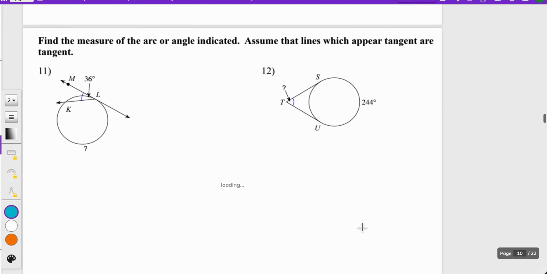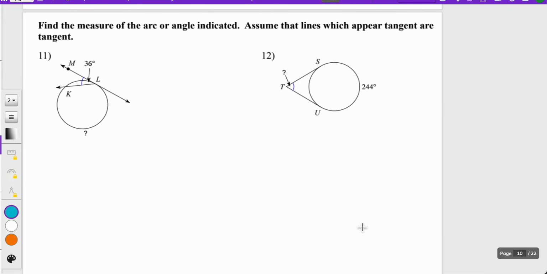All right, next up we're going to get into some tangents. Find the measure of the arc or angle indicated. Assume that lines which appear tangent are also tangent. So for this one, this tangent is making a straight line, so we know that if I take 180 and subtract 36, I can find out this angle measurement. So 180 minus 36 would be a good start. This will be 144. And then because of this relation to the major arc, I would take 144 and multiply that by 2 since it's exactly half of that major arc.